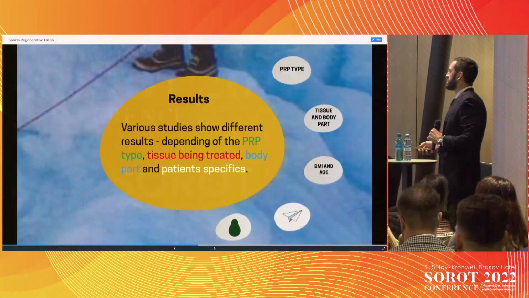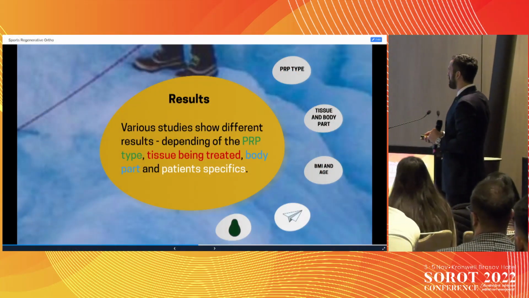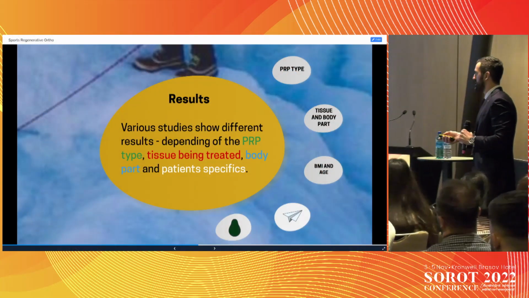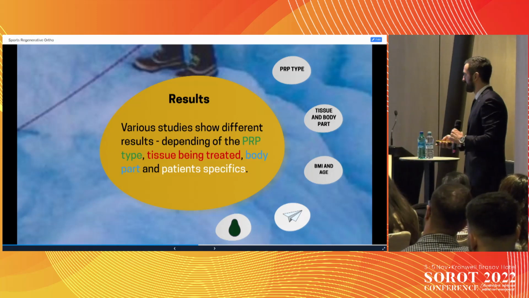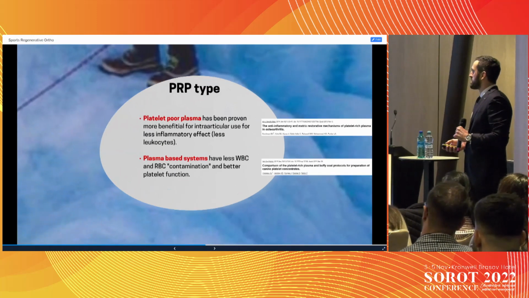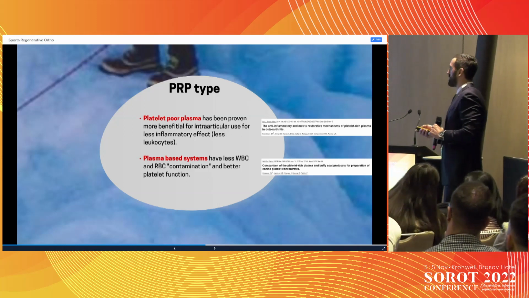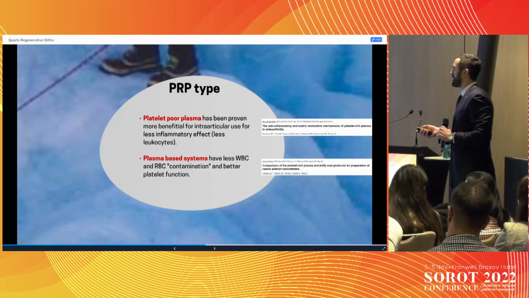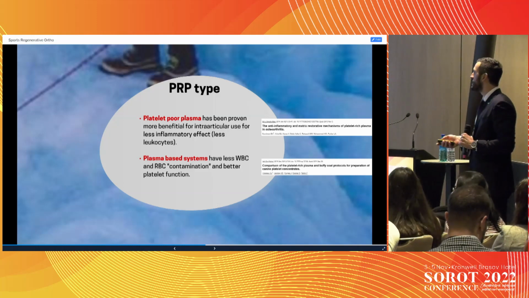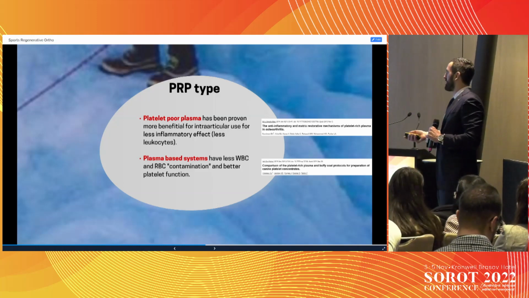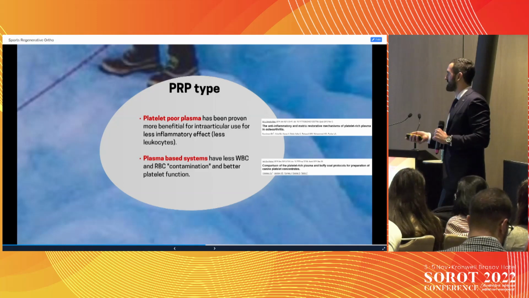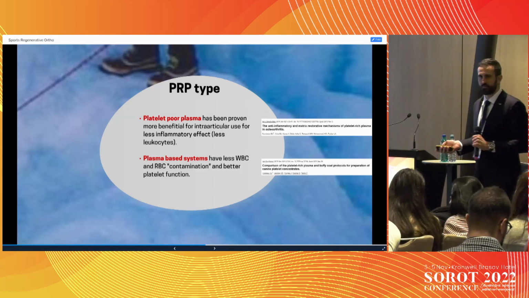The results. Various studies show different results depending on the PRP type, tissue being treated, body part, and patient-specific results. So, platelet-poor plasma has been proven more beneficial for intra-articular use for less inflammatory effect, less leukocytes. Plasma-based systems have less white blood cells and red blood cells contamination and better platelet function.